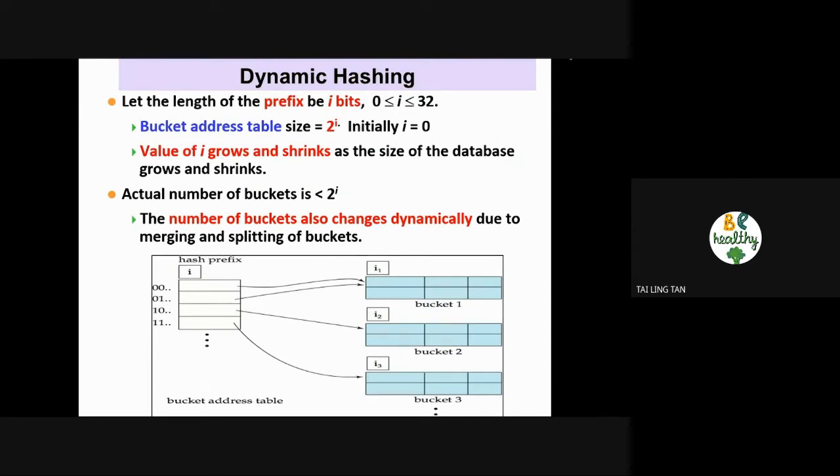Okay, so let the length of this be i. So this is i, the bucket address table size, initially i is equal to 0. So you can see we only have a few buckets here. Now let's say we have an example. The value of i will grow and shrink depending on the size of the database. If the database grows, then i will grow. If the database shrinks, then the value of i will shrink. Okay, so actually the number of buckets is 2 to the power of i. So this is the value. The number of buckets also changes dynamically. How many buckets we need, it will just decide.